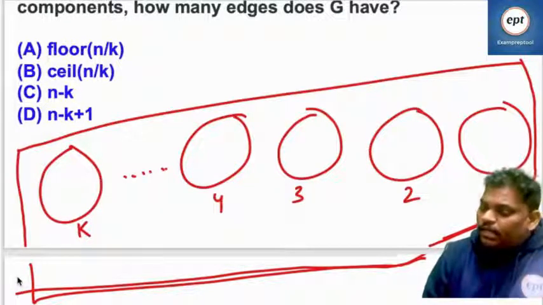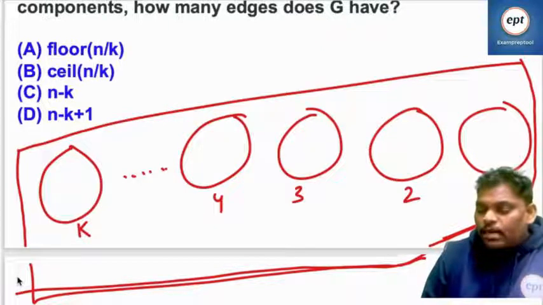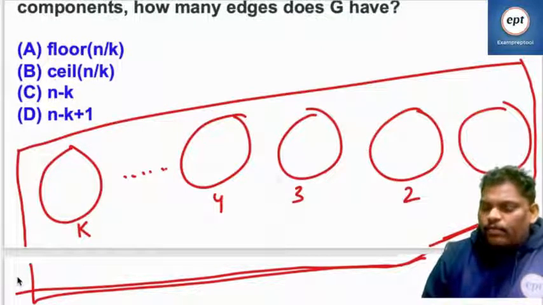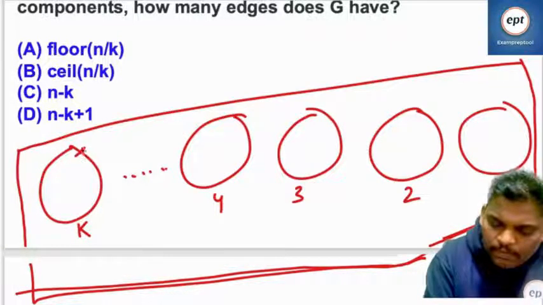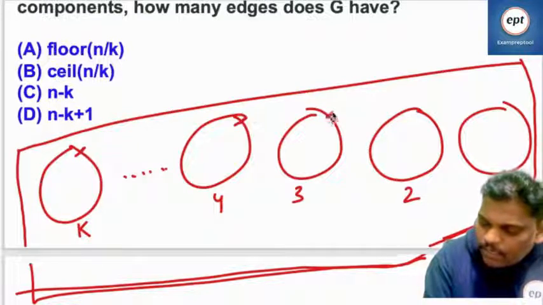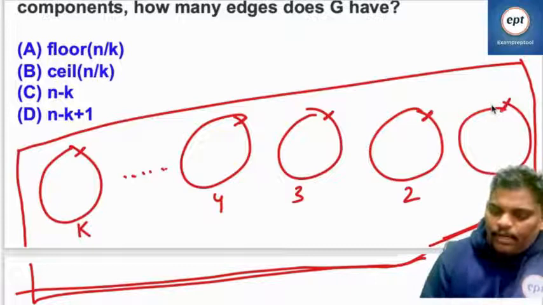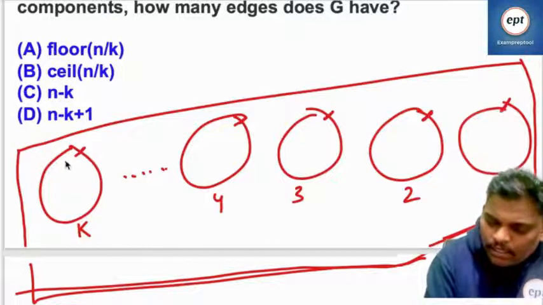Right? So it is a graph where every subgraph is a tree. So remember, it is a tree. Cycle is not allowed. It is a tree. And let us assume that k components are there.